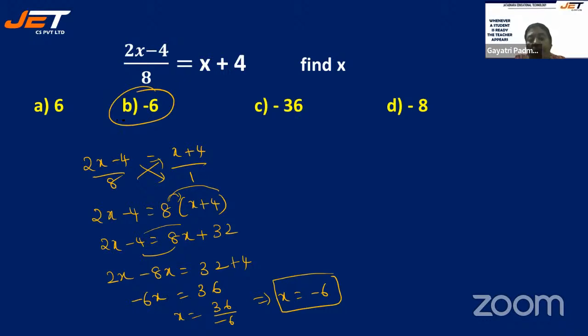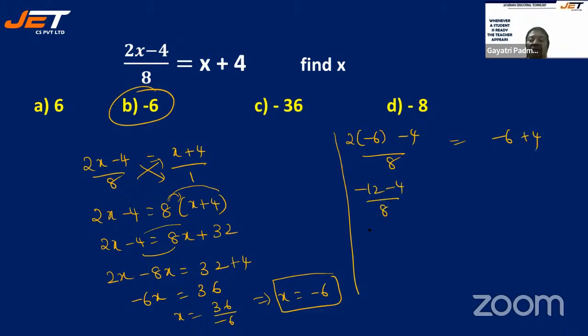All right. So if you had opted for option B, then your answer is perfect. Again, let us do the checking for this sum also. So 2 into x is minus 6 minus 4 by 8. Your right hand side becomes minus 6 plus 4. So minus 12 minus 4 by 8, which is minus 16 by 8, which is minus 2. So minus 6 plus 4 is minus 2. Therefore, minus 2 is equal to minus 2. Therefore, the value of x is minus 6 only.